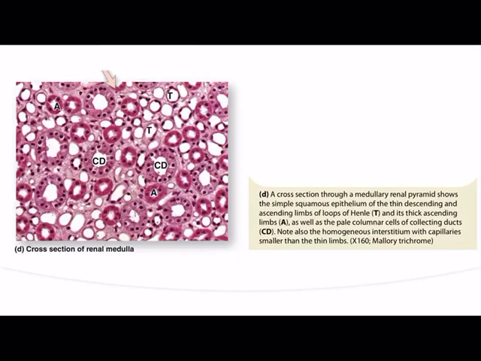So this is the cross-section of a medullary renal pyramid. It shows the simple squamous epithelium of your thin ascending limbs of Henle, and then its thick ascending limbs, which will be shown as letter A here, as well as the pale columnar cells of your collecting ducts. So here you will know you have your thin ascending limbs lined by a simple squamous epithelium. Now your thick ascending limbs and your collecting ducts would be paler staining columnar cells.